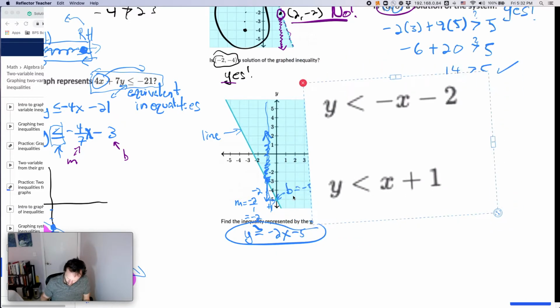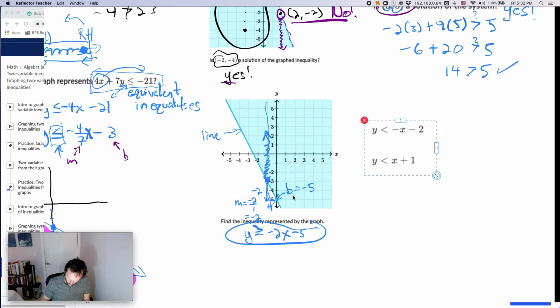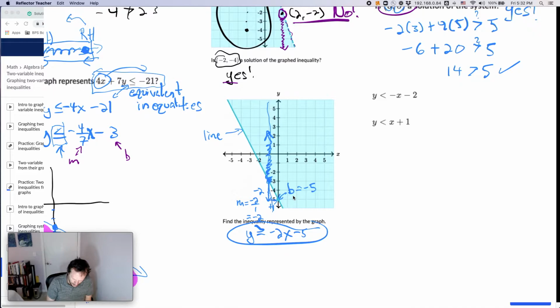Whoa, that's way too enlarged. And here we go. So they're already solved for y, so we can just pull out m. M is -1, b is -2, m is 1, b is 1, and we just graph these.